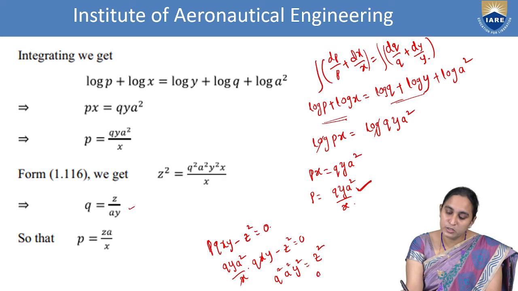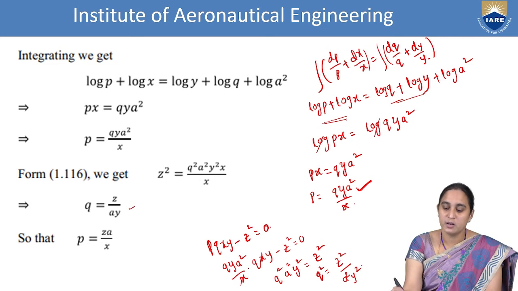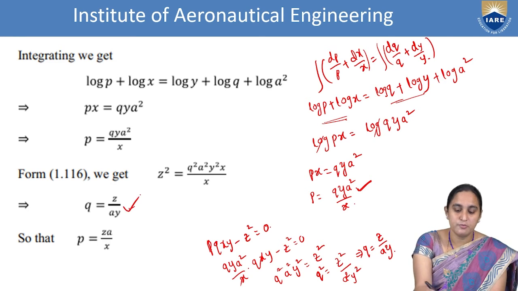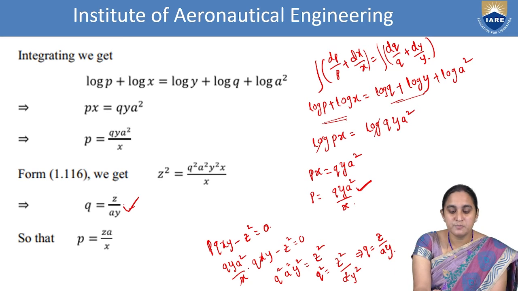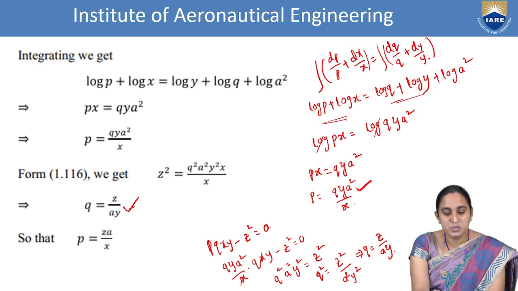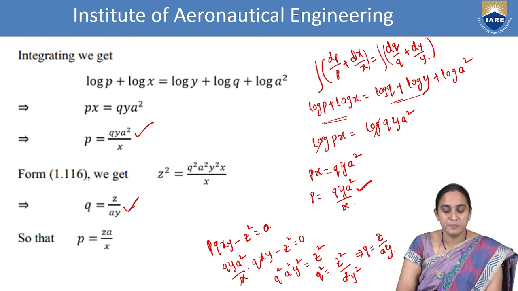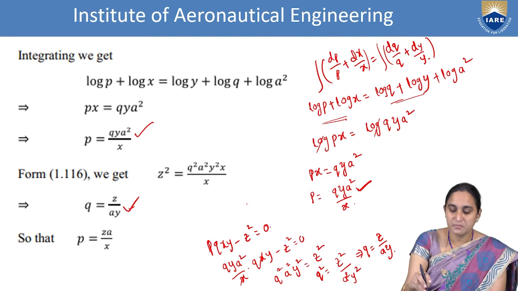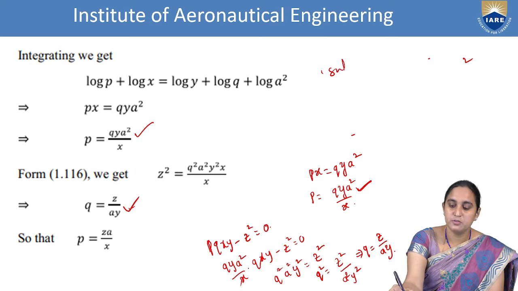From that, what is q? Q square is equal to z square by a square y square. From that, q is equal to simply z by ay. Therefore q is equal to z by ay. Now we got q in terms of z, a and y. Now substitute that q in the above one, that is p. Substitute q in p. What is p here?